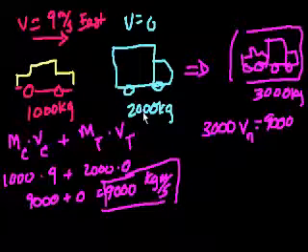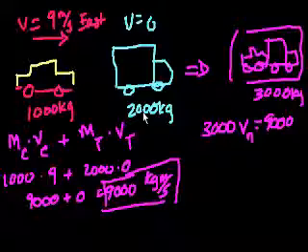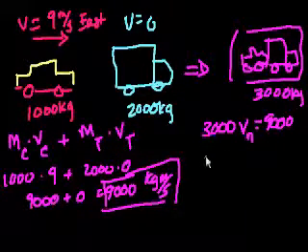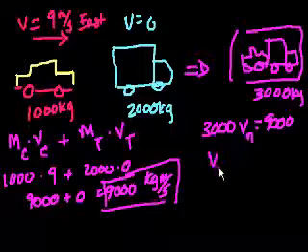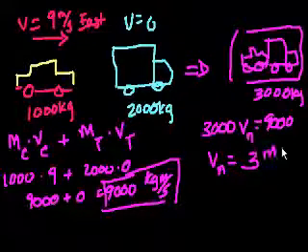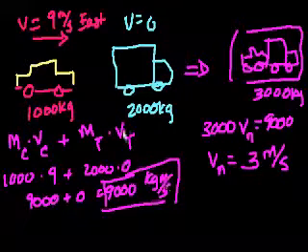That's what you always have to remember. Momentum doesn't change unless there's a net force acting on the system. Because we saw force is change in momentum per time. So if you have no force on it, you have no change in momentum. So let's just solve. Divide both sides of this by 3,000, and you get the new velocity is 3 meters per second. And that kind of makes sense.